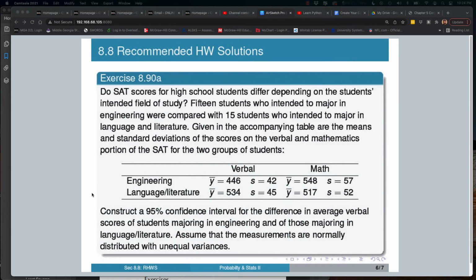Okay, for the last example, they've given us more information than we need. Let's suppose I only asked you to do part A, and I wanted you to do this using the Welch method rather than the pooled method.